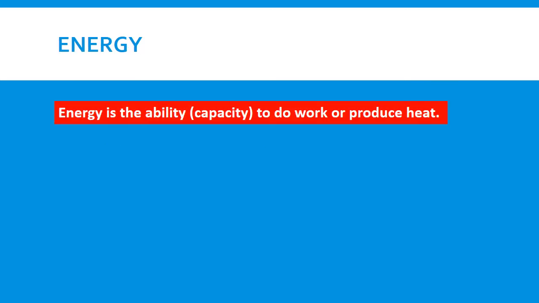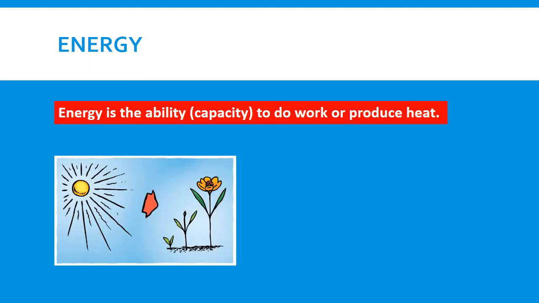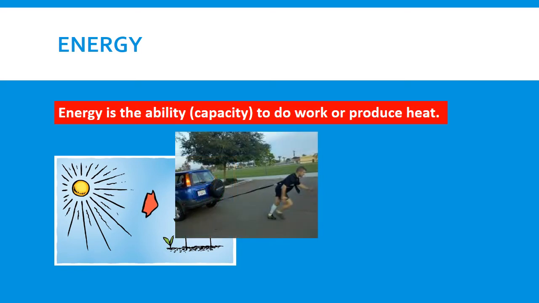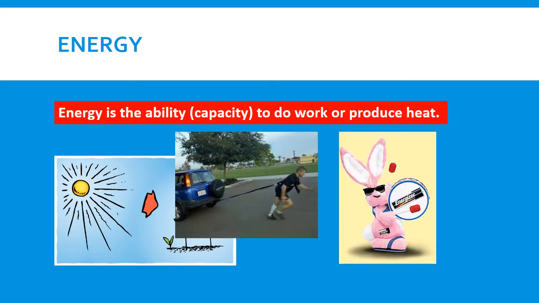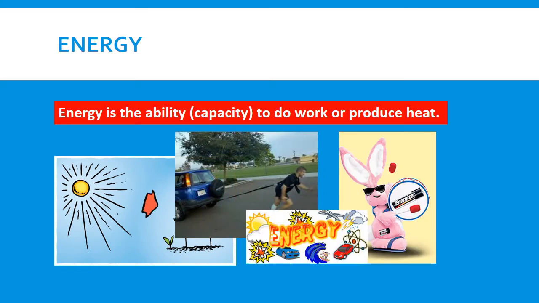So we need to define energy. Energy is the ability or the capacity to do work or produce heat. So you're thinking of photosynthesis, some people being strong, batteries, you all think of energy. All these processes have the ability to do work or produce heat, and that is what we call energy.